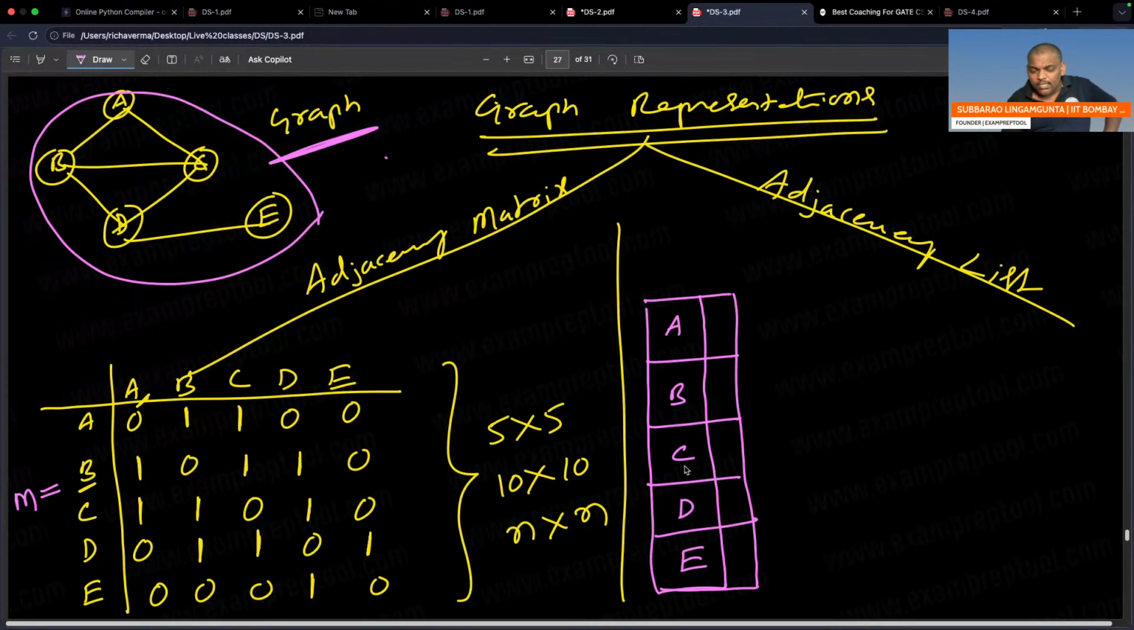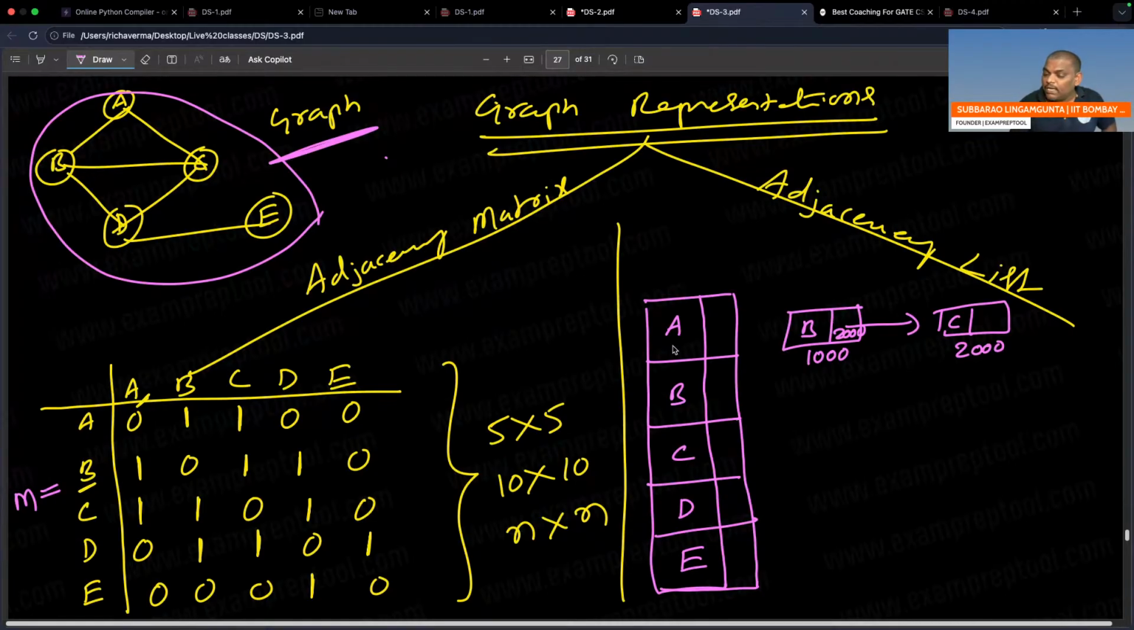Who are A's adjacent? A's adjacent are B and C. First write B, next write C. For B create one node, for C create one node. Let me say the address of this node is 1000, and the address of this one is 2000. Listen everyone now. The first node is pointing to the second node, which means the first node's next is the second node, 2000.